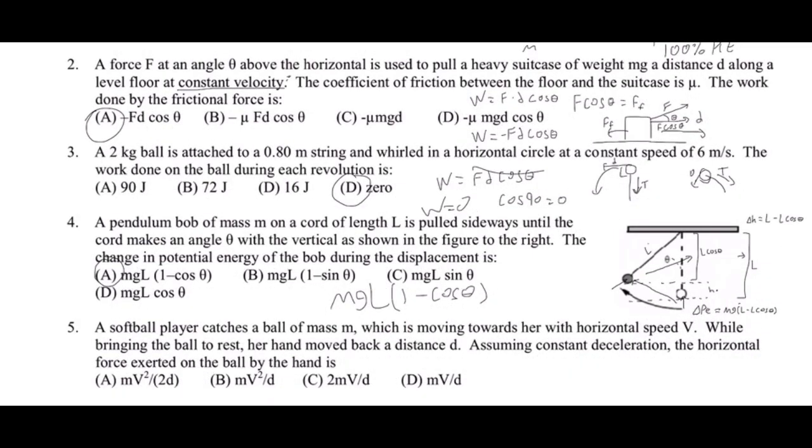All right, question 5. A softball player catches a ball of mass m, which is moving towards her with horizontal speed v. While bringing the ball to rest, her hand moved back a distance d. Assuming constant deceleration, the horizontal force exerted on the ball by the hand is... All right, so here's what's happening. A ball is flying towards the player. She catches it, but instead of stopping it instantly, she lets her hand move back a bit, like she's absorbing the impact.